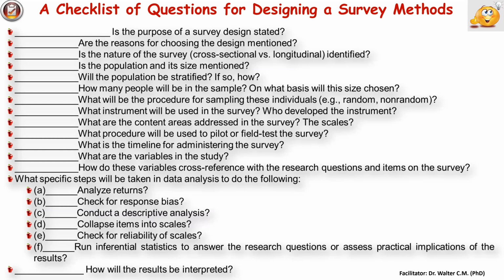So if we have just said this study will employ a descriptive cross-section design with the quantitative research approach, with no rationale, it means that you have not addressed it in full. So you sit down and check, have I provided the reason for choosing the research design or research approach? Is the nature of the survey identified, be it cross-sectional, longitudinal, case study, cohort? Is the population and size mentioned? Will the population be stratified?